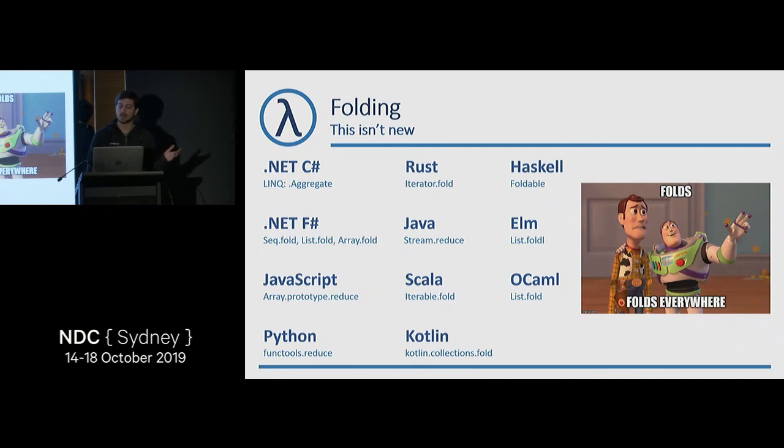Folding isn't new. In fact, you've probably used it before in your favorite language and perhaps not even realized it. Folding in C# goes by the name aggregate from the LINQ extension methods. In other languages like JavaScript, it's sometimes called reduce. Most languages have an implementation of fold for their collection types, so you don't need to implement it yourself like what we did. You can just use what's built in.